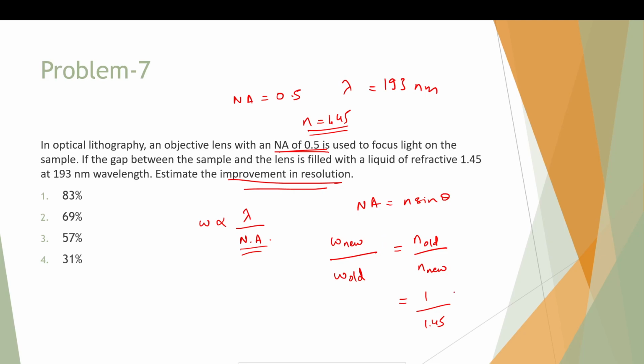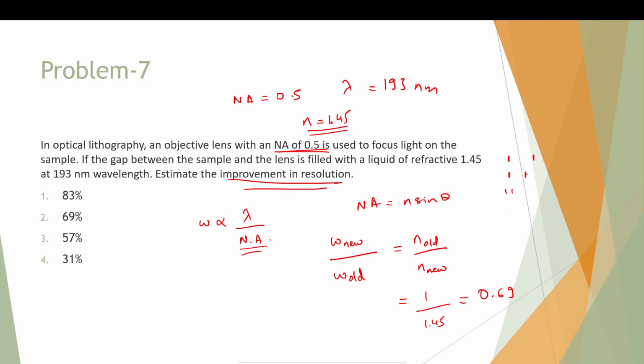So this will be nothing but 0.69. Okay, so my new resolution, or the new critical dimension that I can write, is 0.69 times the old. So earlier I could write, say, 1 micron. Now I will be able to write 0.69 micron also. Earlier if I go below 1 micron, it won't be focused properly, but now if I go to 0.69 micron also, it will be focused properly.